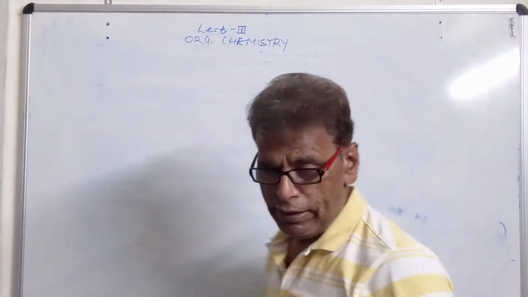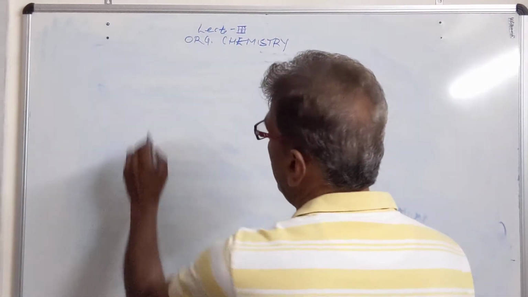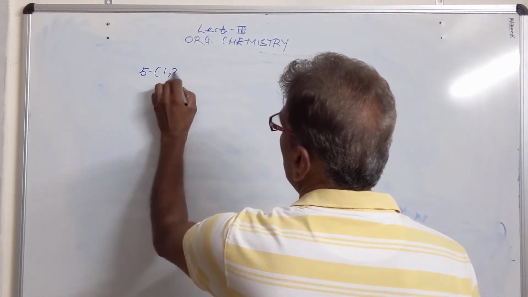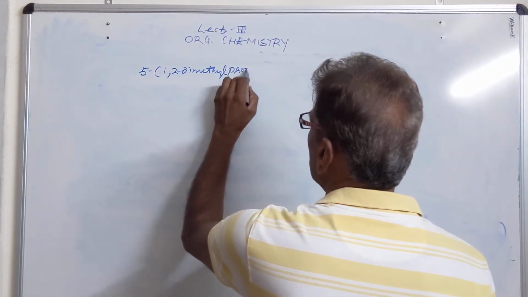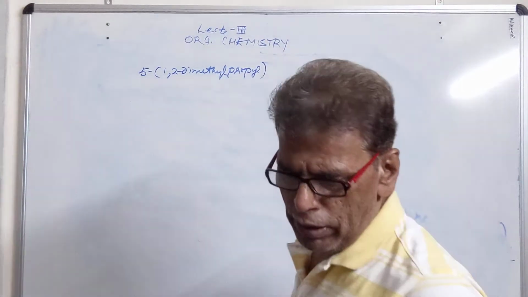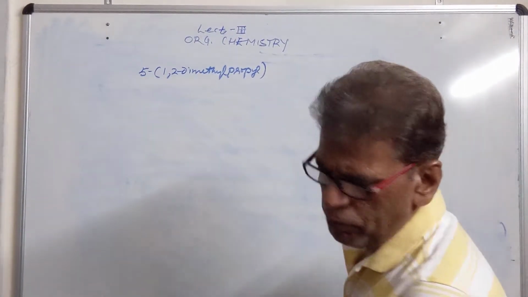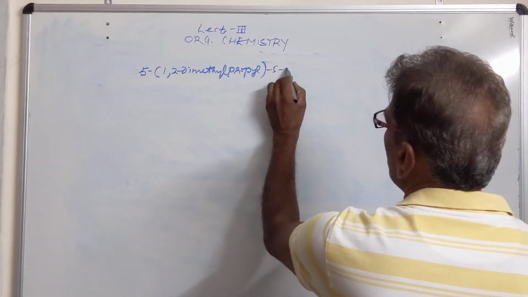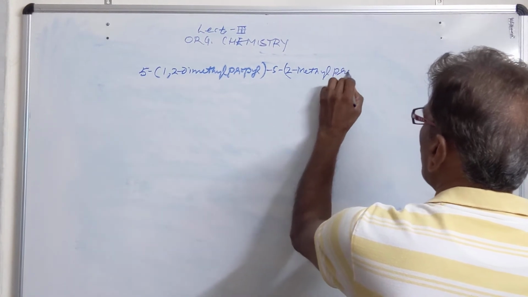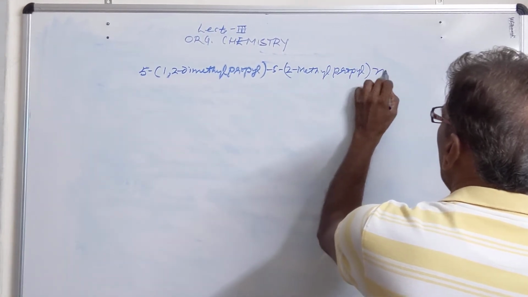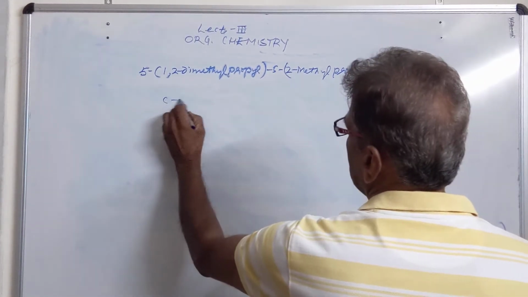Let us write some names, that is 5-(1,2-dimethyl propyl). This is one of the substituents. Then we come to another substituent, that is 5-(2-methyl propyl) nonane. So carbon 5 has two substituents; make the chain of 9 carbons.